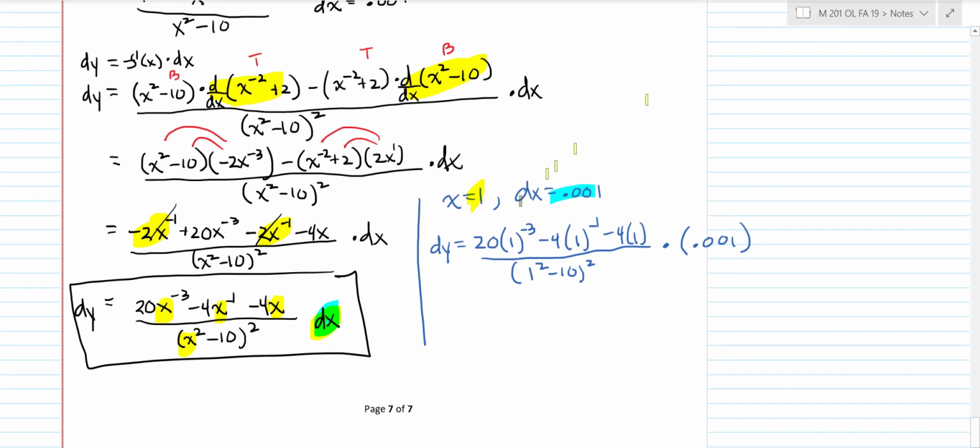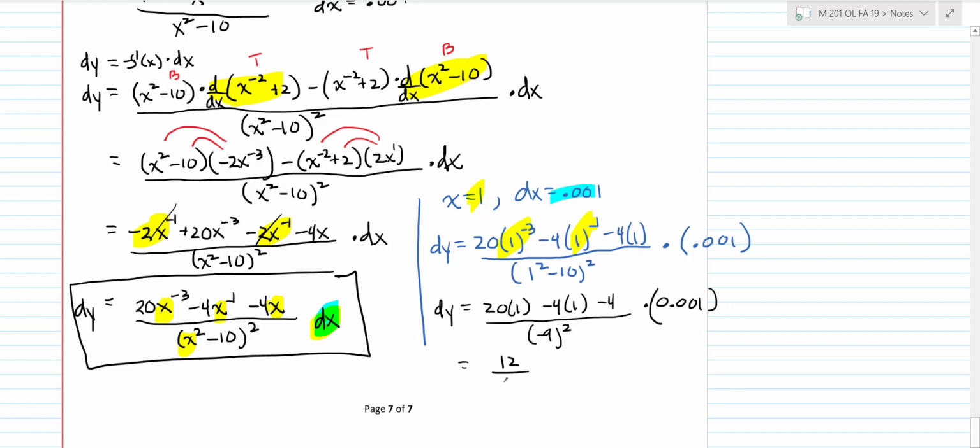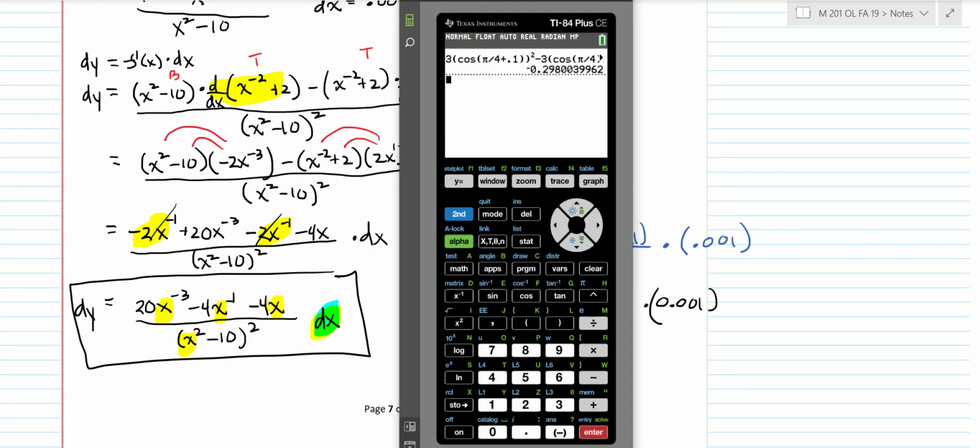All right. Well, you can do this as much as you want to on the calculator. Anytime you take 1 to any power, it's 1. So this would just give dy equals 20 times 1 minus 4 times 1 minus 4. And then the bottom would be negative 9 to the second. Then multiply by 0.001. Okay, so this looks like the numerator is 20 minus 4 minus 4 would be 12. Denominator becomes 81. And then we're going to multiply by 0.001. All right, so I'll just do this with the calculator.